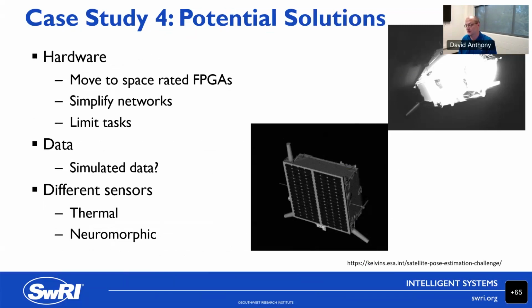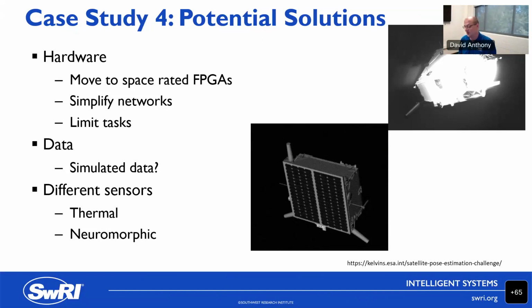And so some of the things we're looking at here real quick, hardware-wise, there are now space-rated FPGAs, so we're looking at moving our machine learning to these FPGAs, but that's requiring us to really simplify the networks and limit the number of tasks we're asking the network to perform. So rather than having a general machine learning framework that can do the visual analysis at all ranges from the satellite, which could be hundreds of kilometers up to a meter away, break it into a series of smaller networks that operate at different ranges.